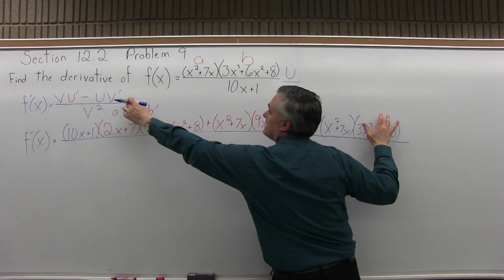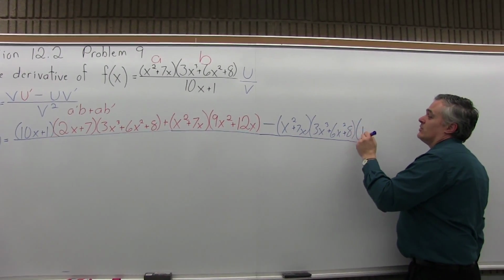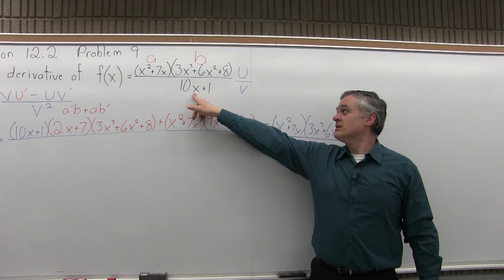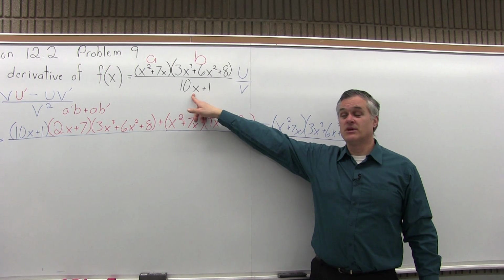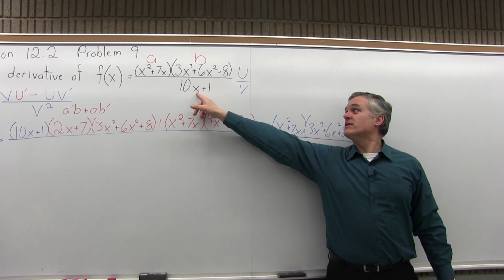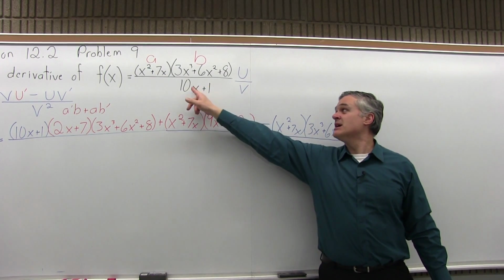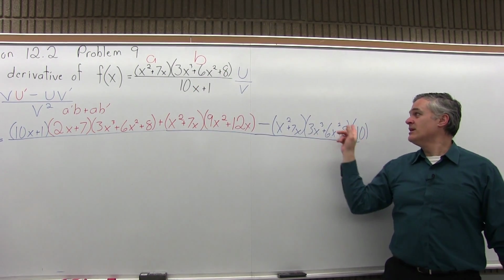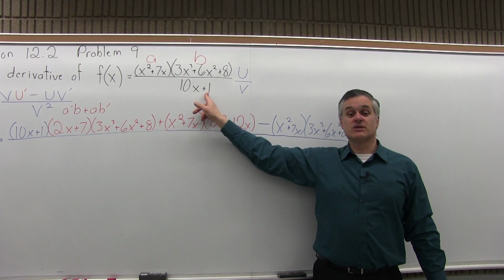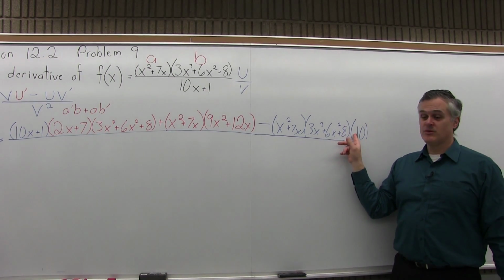And the very last piece is v prime, the derivative of the denominator, which is just simply 10. So the denominator is the v, and the v is 10x plus 1. So the 10x has a derivative of just 10, because when I take the derivative of something with an x to the first power, the derivative is just simply the number in front of the x. The 10x has a 10 in front. Then the 1 is at the end of the 10x plus 1. It has no x with it, so its derivative is 0. So technically, this is a 10 plus 0 as the v prime, which really is just 10.